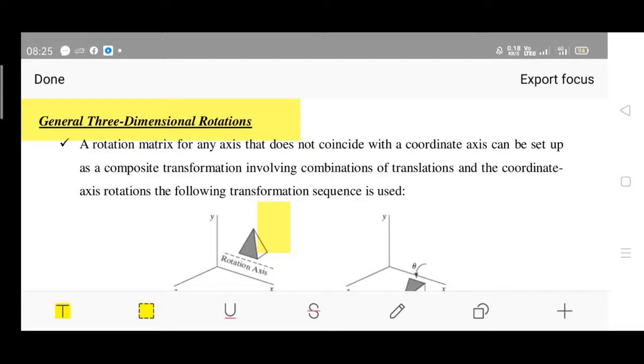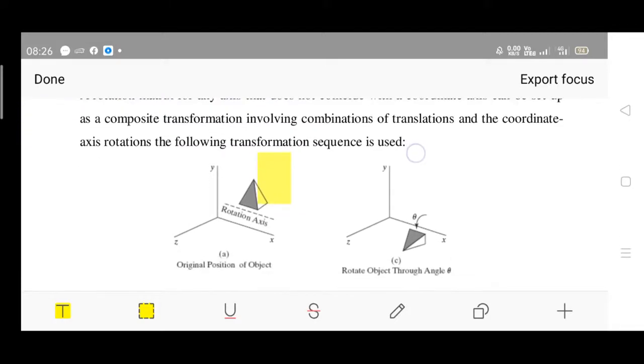Hello students, moving on to the next topic in computer graphics, that is general three-dimensional rotations. A rotation matrix for any axis that does not coincide with the coordinate axis can be set up as a composite transformation, involving combinations of translation and the coordinate axis rotation. The following transformation sequence is used.